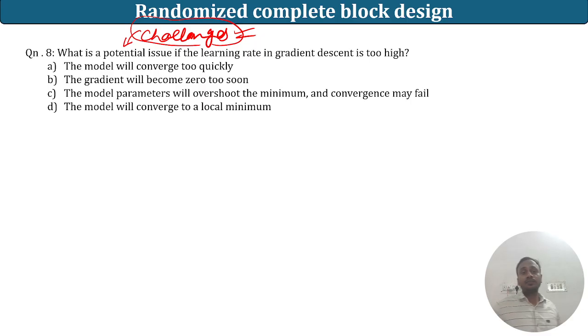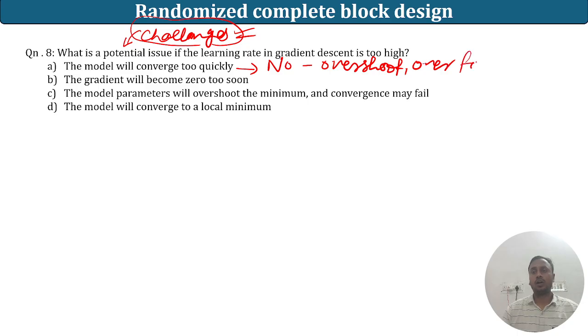For the case when the learning rate becomes high, will the model converge too quickly? No. Is it overshoot or overfitting? The gradient will become zero too soon? No, again, that's not correct.